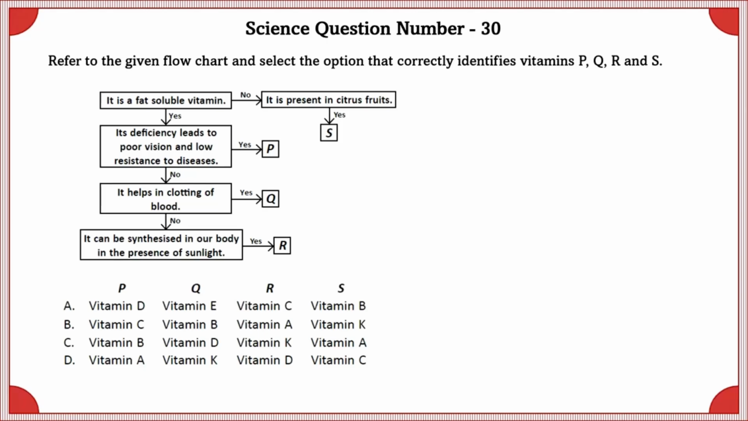Science question number 30. Refer to the given flowchart and select the option that correctly identifies vitamins P, Q, R and S. It is present in citrus fruit. Yes. Vitamin C is indeed present in citrus fruits. Its deficiency leads to poor vision and low resistance to diseases. Yes, if you do not eat vitamin A rich food, you will get night blindness and poor vision. It helps in the clotting of blood. Yes, vitamin K helps in the clotting of blood. While vitamin D can be synthesized in our body in the presence of sunlight.